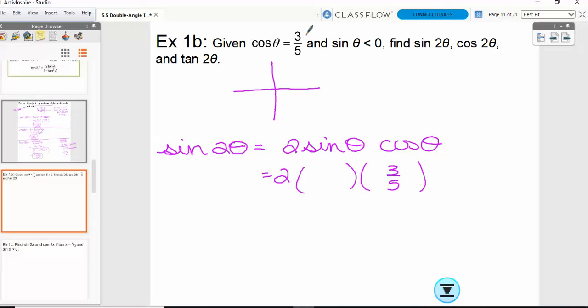Triangle. Okay. Cosine was positive. If you think all students take calculus, that's quadrant 1 or quadrant 4. But sine is negative, so it would have to be in quadrant 4. SOHCAHTOA, cosine is adjacent over hypotenuse. So this would be a 3 and a 5. Pythagorean theorem.